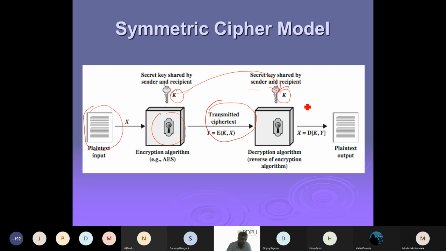So once the key is available, using the key and the ciphertext, the decryption algorithm is applied. So this is our encryption algorithm, and this is our decryption algorithm, and then you will get the plain text, provided your key is correct. If your key is not correct, then there is no meaning.